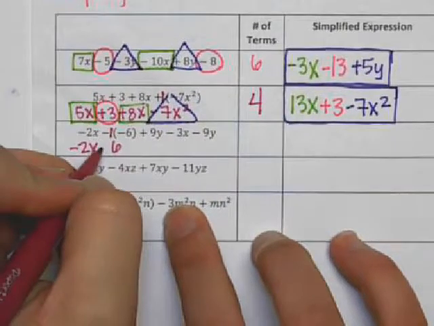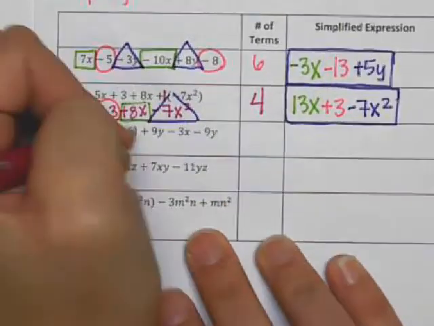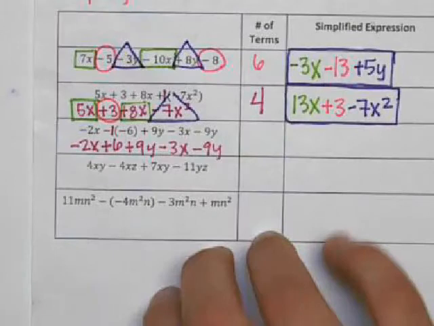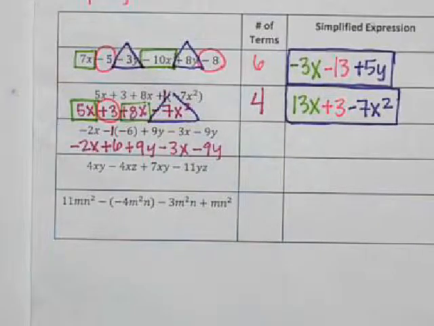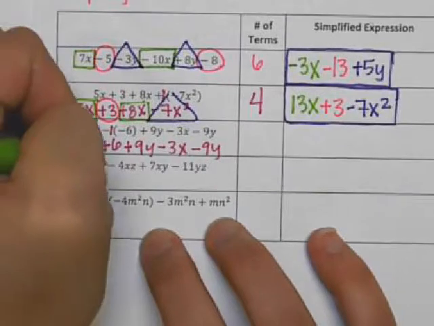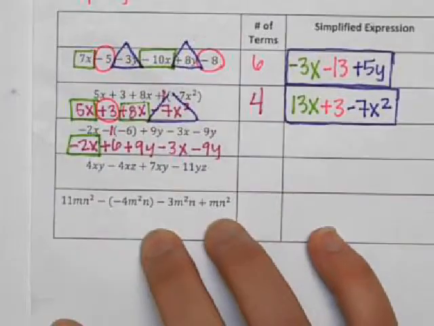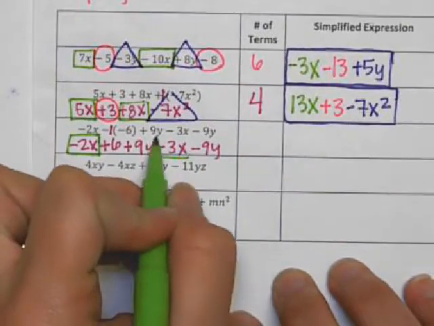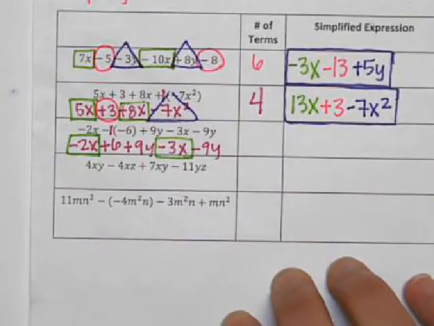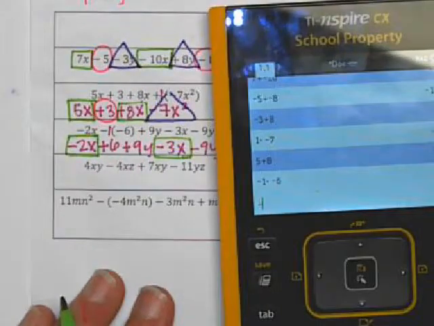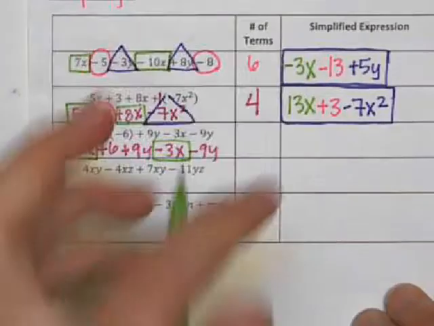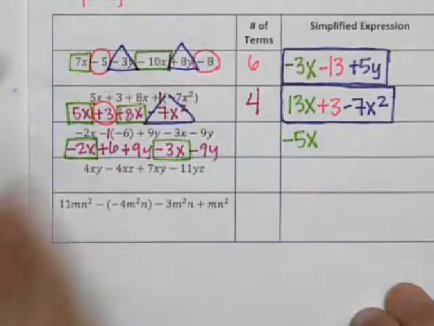-2x, and I got to have a symbol here, and that's going to be positive, plus 9y minus 3x minus 9y. And I'm going to start with my first term, and I'm going to put a box around my very first term, -2x. And I'm going to look for its like term, the exact same letter, which is -3x. And I'm going to combine, and because I'm combining, I'm going to add. -2 plus -3 gives me -5. And -5 needs an x.